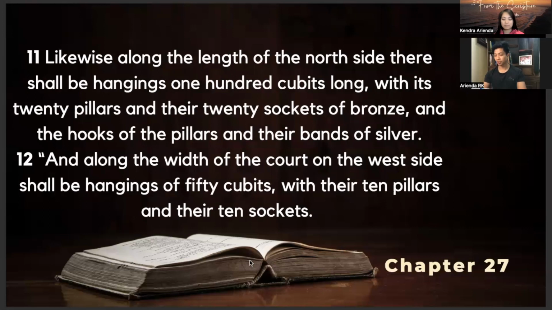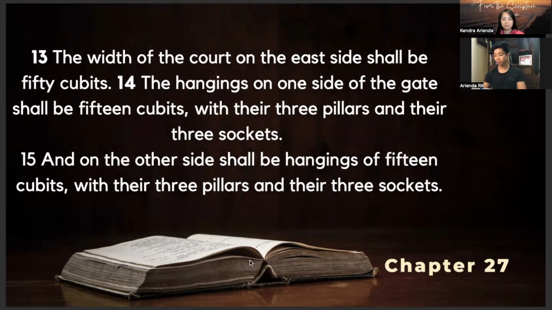And along the width of the court on the west side shall be hangings of 50 cubits, with their 10 pillars and their 10 sockets. With the width of the court on the east side shall be 50 cubits. The hangings on one side of the gate shall be 15 cubits, with their 3 pillars and their 3 sockets. And on the other side shall be hangings of 15 cubits, with their 3 pillars and their 3 sockets.